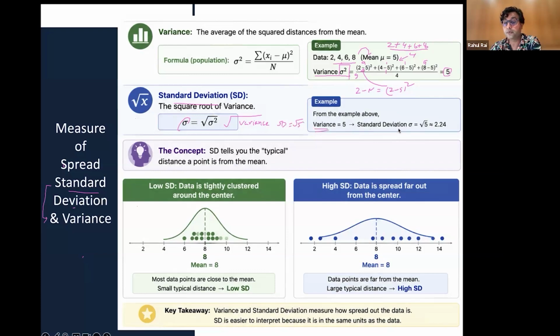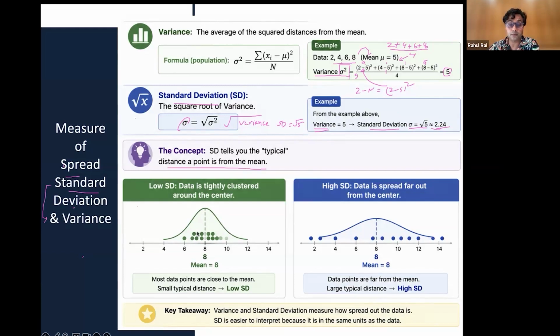Okay, so once we do this, sigma is the root over 5, so that will be nearly equal to 2.24. Again, this is how you compute the variance, and from variance you can compute the standard deviation by taking the square root of that, and that is a very good measure of spread. Now, what does standard deviation tell you?